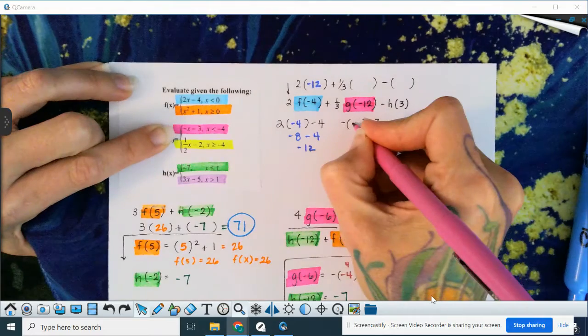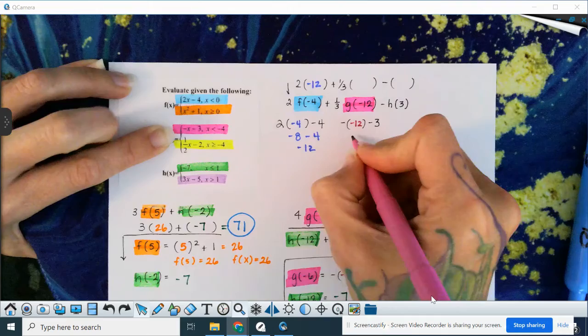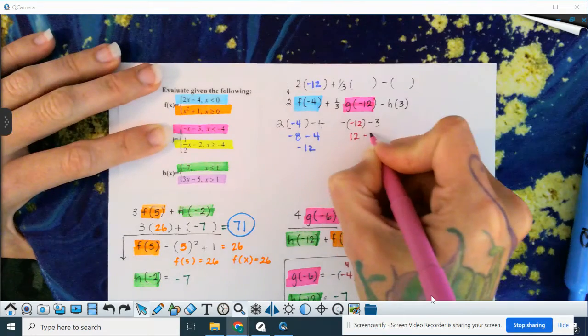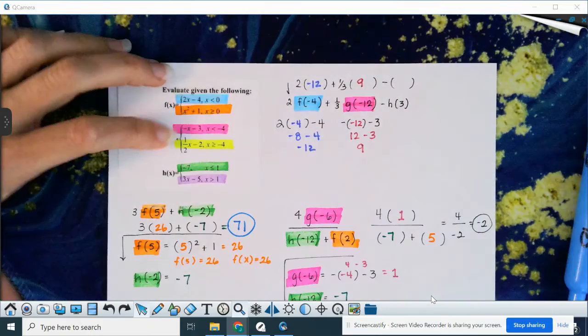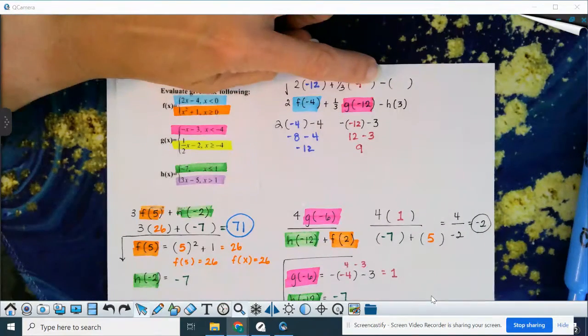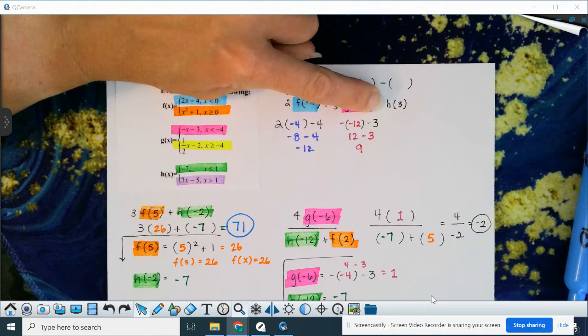In this case, we have a negative 12. So minus minus is going to give me a positive 12. Minus 3 is going to give me 9. So 9 is going to go right here. Moving right along, I just put the minus up here, again, keeping up with our operations and anything in front of our variable or our letter.